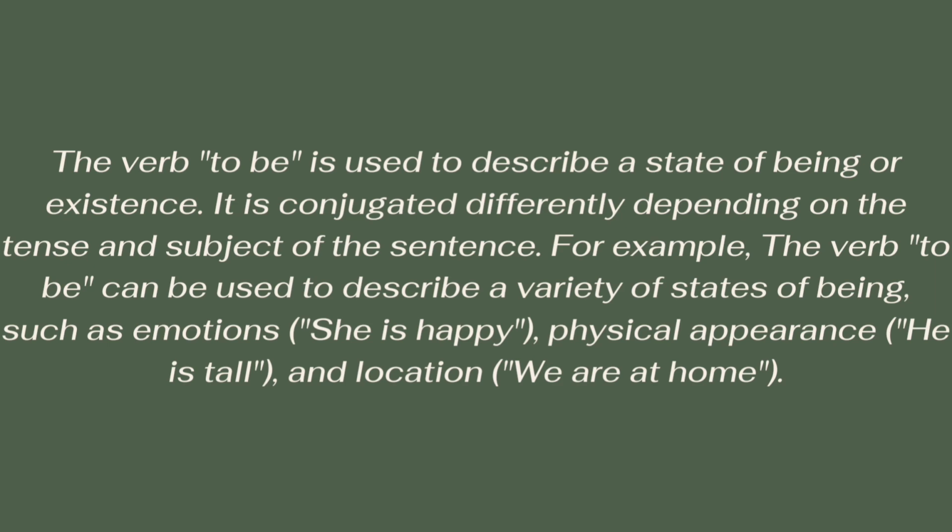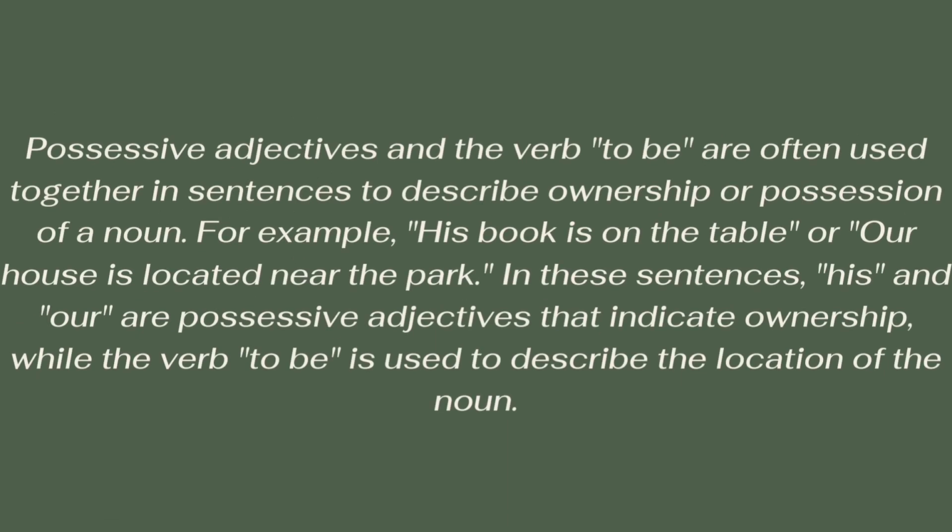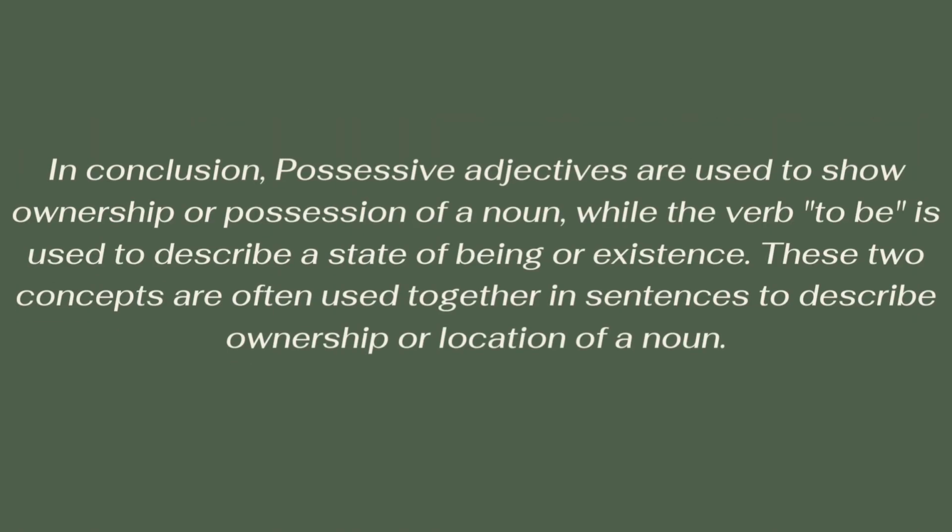Possessive adjectives and the verb to be are often used together in sentences to describe ownership or possession of a noun. In these sentences, his and our are possessive adjectives that indicate ownership, while the verb to be is used to describe the location of the noun. In conclusion, possessive adjectives are used to show ownership or possession of a noun, while the verb to be is used to describe a state of being or existence. These two concepts are often used together in sentences to describe ownership or location of a noun.